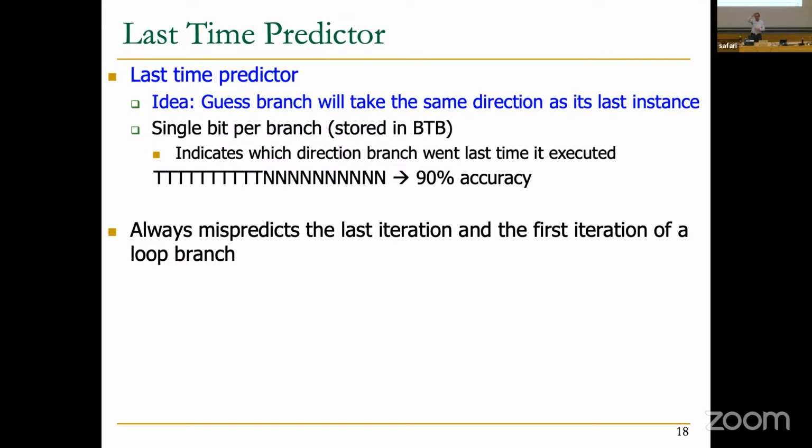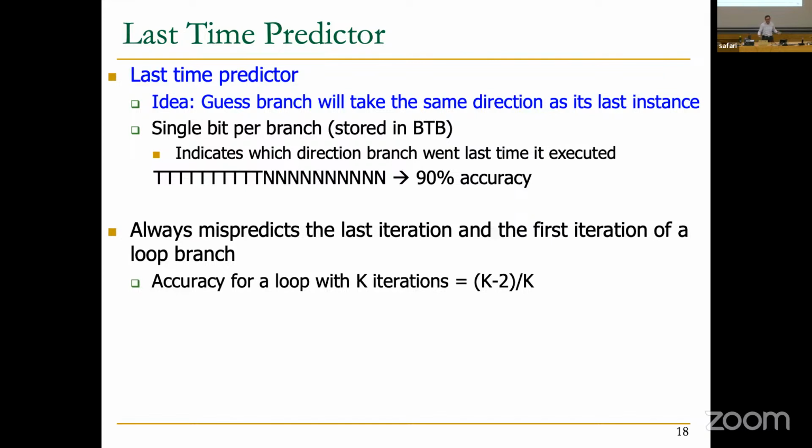And if you basically enter this loop many times, whenever you exit the loop, you mispredict the branch. And whenever you execute the loop for the first iteration, you mispredict the branch also, because the last time you executed this branch, you exited the loop. But you should really iterate inside the loop. In other words, accuracy for a loop with k iterations is (k minus 2) divided by k.